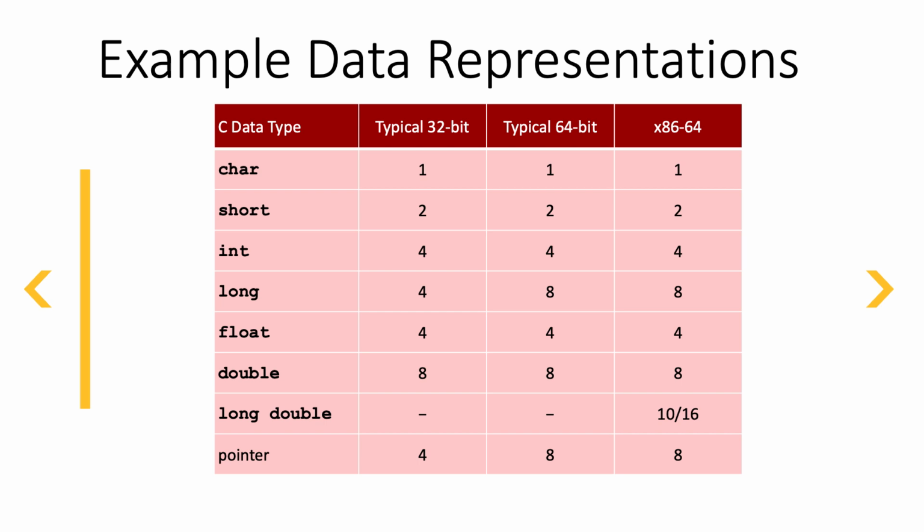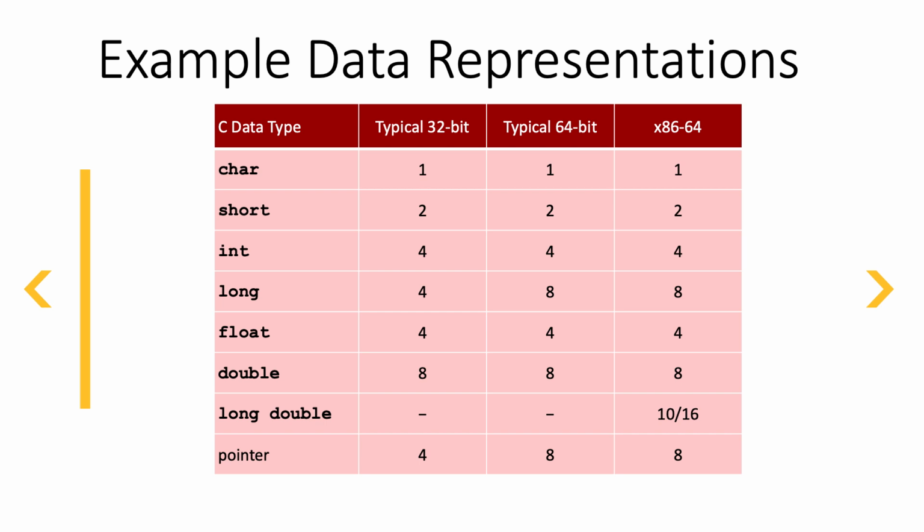Eventually, we get into some stuff that is different, though, and so we're going to want to keep that in mind. A long, for example, on a typical 32-bit system, is also going to be 4 bytes, whereas on a 64-bit system, it'll be 8 bytes. Floats are typically 4 bytes, doubles are typically 8. Pointers on a 32-bit system will be 4 bytes as opposed to 8 bytes for 64-bit systems.